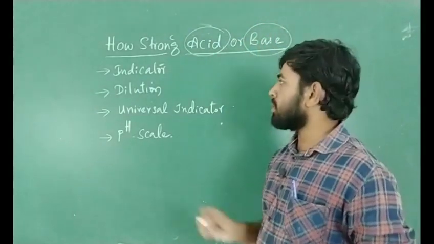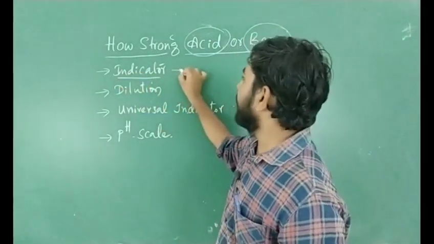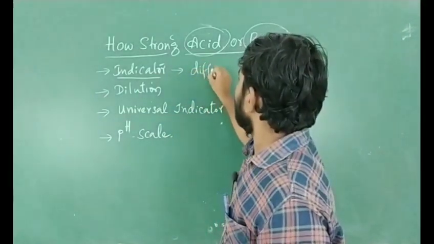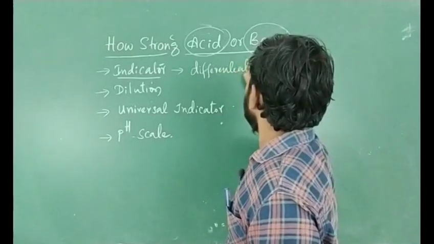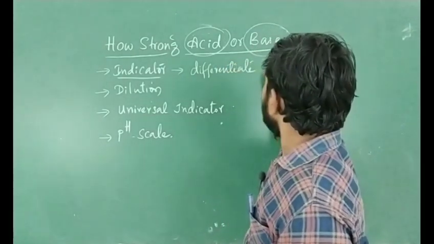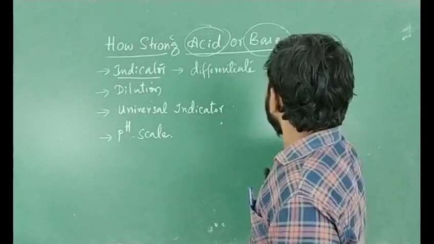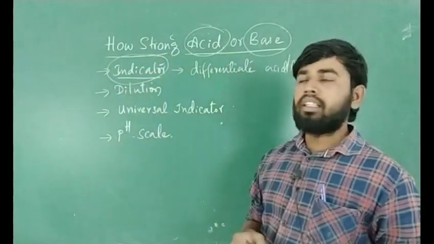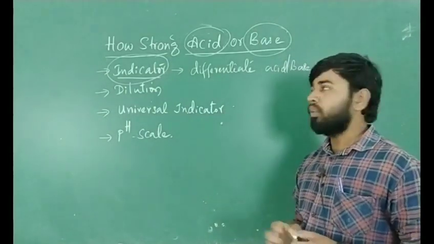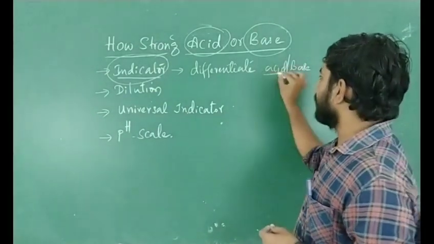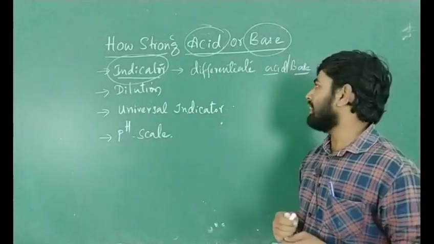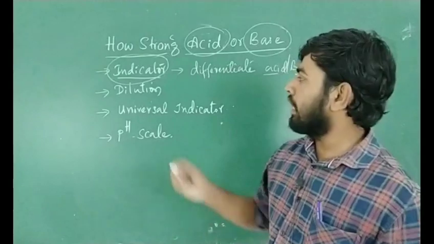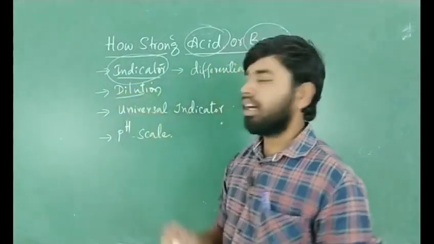Until now we discussed the indicator. As you know, an indicator is used to differentiate which is an acid or which is a base. By using different types of indicators, synthetic indicators or natural indicators, we identify which substances are acids or bases depending upon the change in the color. And in the last class we discussed dilution.